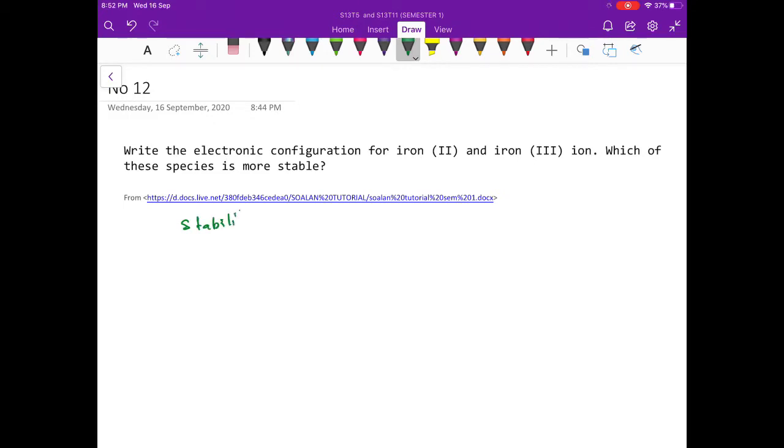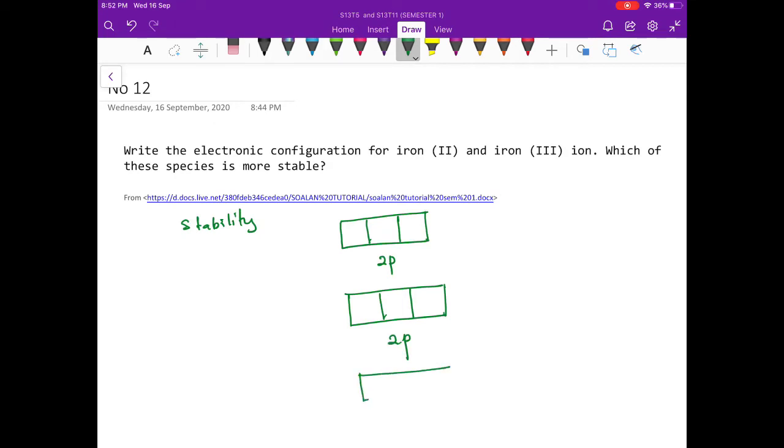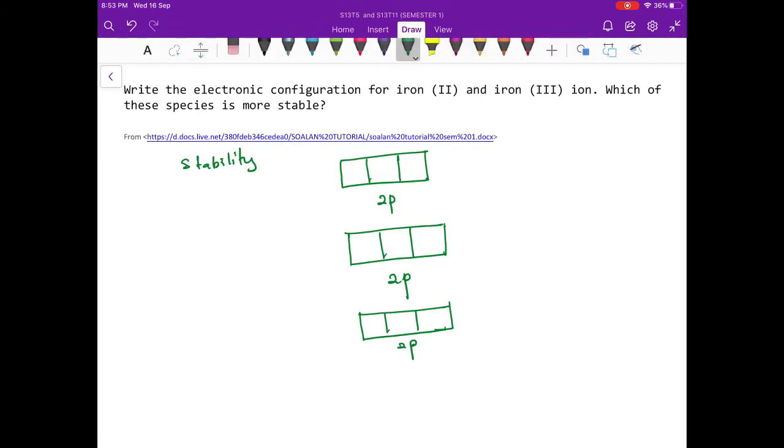Actually, the stability of the species, the ion or atom, depends on how the electrons are arranged in its orbital. For example, we have 3d orbital, we have 2p orbital. So we have this kind of arrangement. Okay, maybe I will put 4, and we have one more. Let's say the first one is occupied by 1 electron, the second one by 3 electrons, the third one by 6 electrons, and the fourth one by 4 electrons.